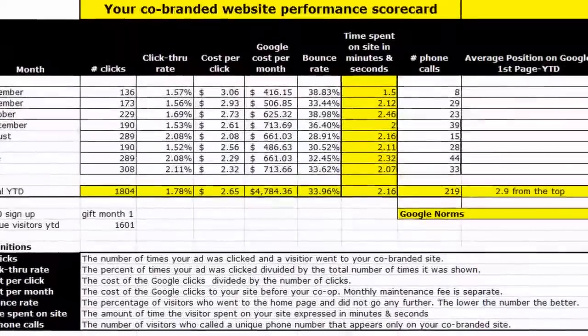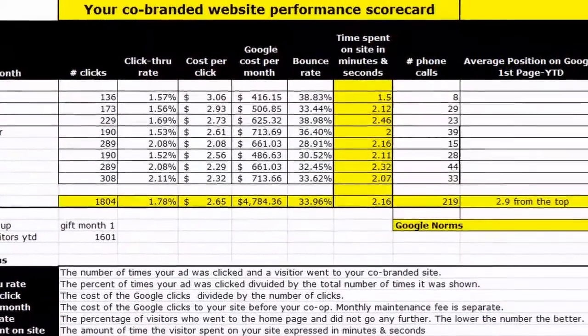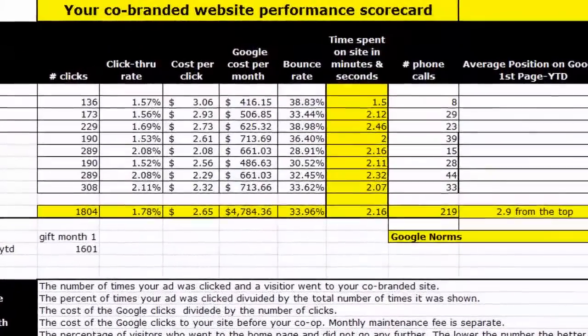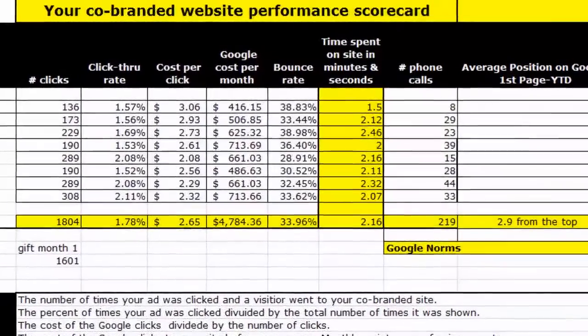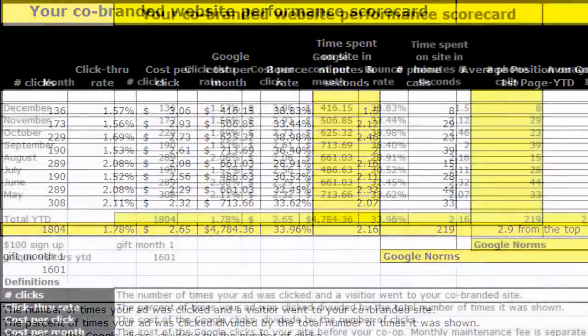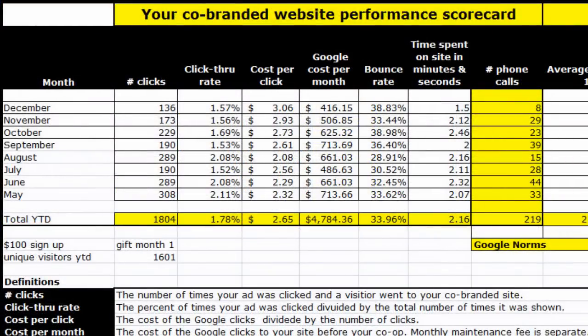In this particular case, the average was 2 minutes and 16 seconds, which is quite a long time for somebody to be sitting on your site looking at the products that you have to offer. Next column is how many phone calls were generated by the site in the particular months. Obviously within season we expect more calls than we do out of season.